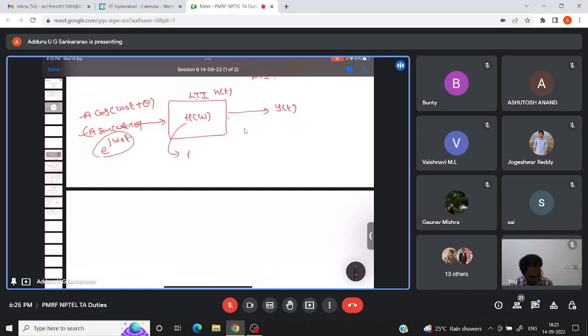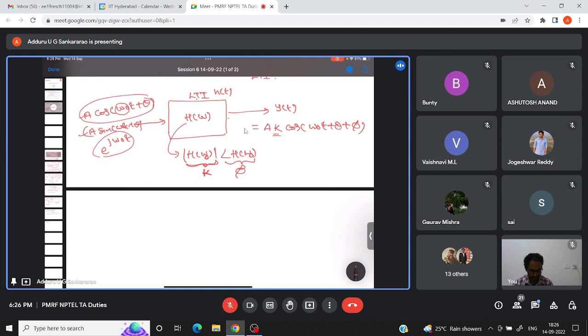So H of omega, I can express as magnitude into some phase. Let us say the magnitude is some k and the phase is some phi. Now the input I'm giving is cos omega naught t. Omega naught is the frequency here. At omega naught we have to find the magnitude of H of omega naught and its phase. This kind of problem we have solved earlier. Let us say the magnitude at omega naught is k and the phase at omega naught is phi. Then the output is the same cosine signal, but the amplitude is multiplied by the magnitude k and an extra phase is added.